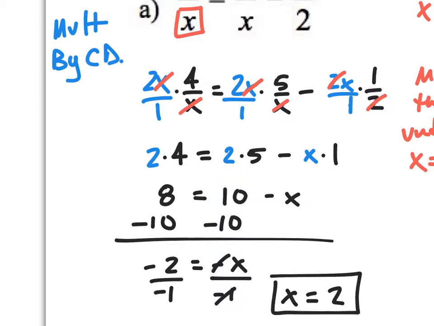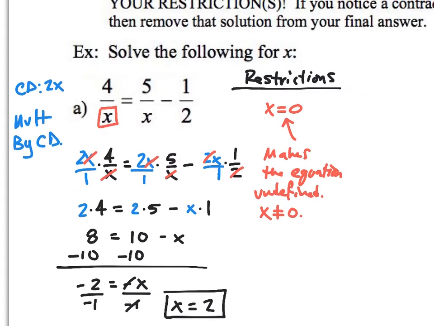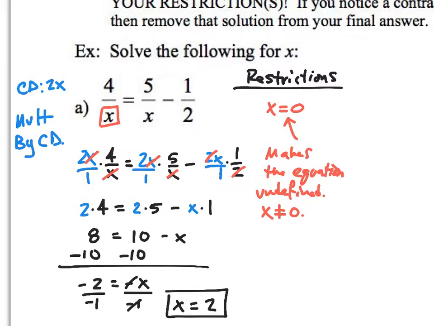Okay, now we have to check this with our restriction. In that restriction, we know that x cannot equal 0. So if x equals 2, that means that we're good. That's the value that would make that true. All right, so let's go ahead and take a look at the next one.